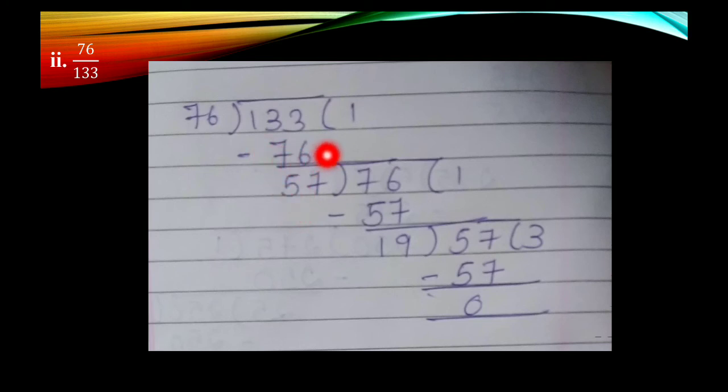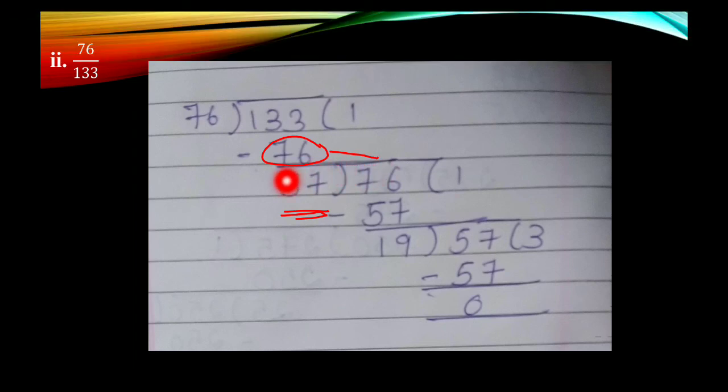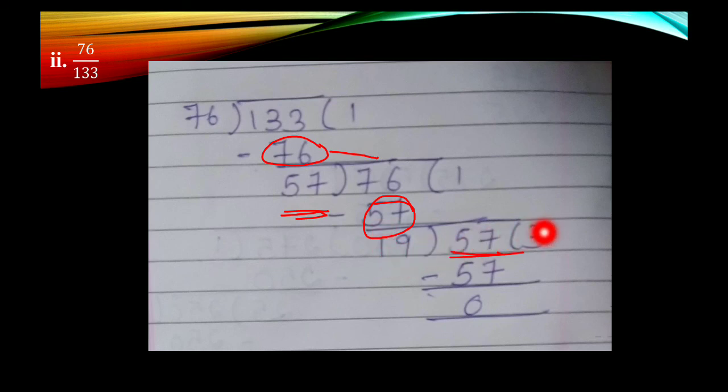So I'll take the previous divisor, 76, and write it here. And again I divide by 57. So 57 ones are 57, and when I subtract, I'll get 19 here. Now I'll take the previous divisor, 57. Now I'll divide. So 19 threes are 57.